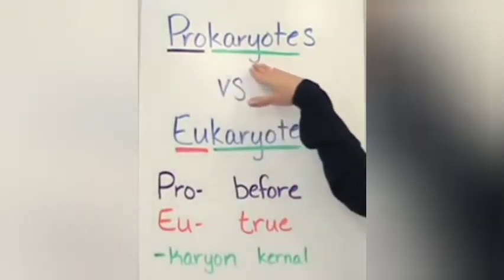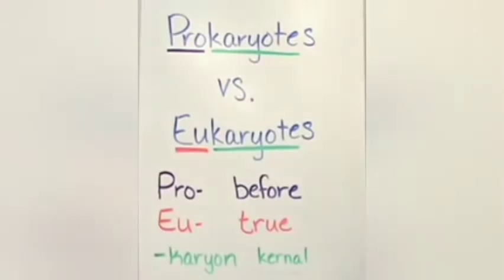Prokaryotes, before kernel, are cells that do not have a nucleus, the center piece that they are calling this kernel piece. Okay, the center piece of the cell being the nucleus, and so it's before a kernel, so it doesn't have a nucleus. So prokaryotes are cells that do not have a nucleus, and we have true kernel for eukaryotes. So they're cells that have a true nucleus. The nucleus is inside the center of the cell, and that contains all of the DNA.